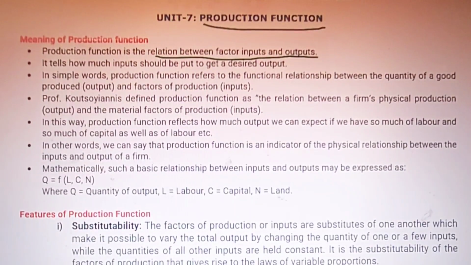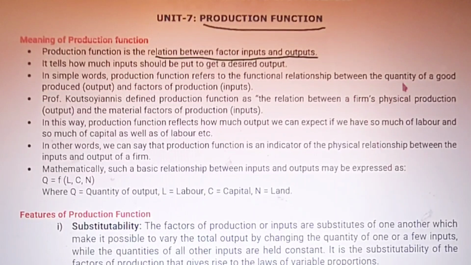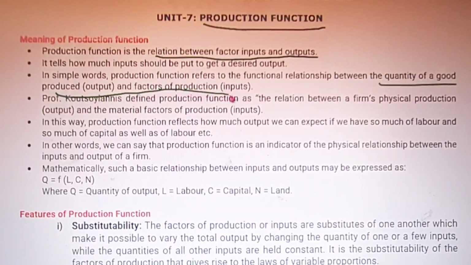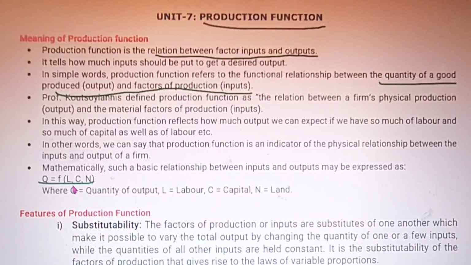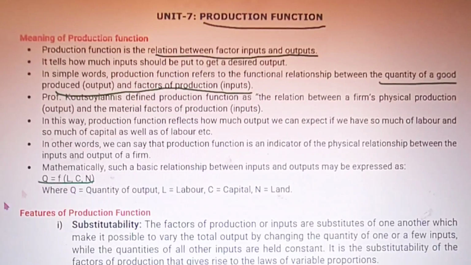In simple words, production function refers to the functional relationship between the quantity of goods produced and factors of production, that is land, labor, capital, and organization. And this is one particular formula that we use. Q is equal to function of L, C, N. L stands for labor, C for capital, N for land.